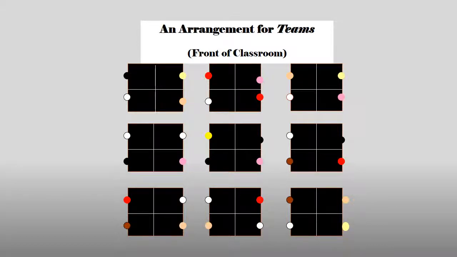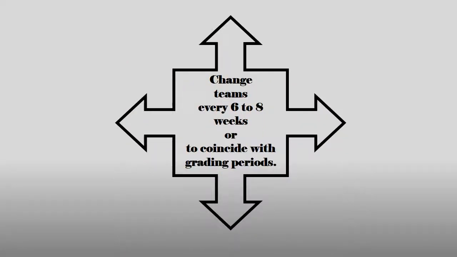As you are able to establish routines within your classroom, and as students demonstrate they are ready to transition from partnerships to teams, the desks or tables can be moved together. This diagram shows how the students can be arranged in an effective team format. Please note it is recommended that teachers change teams every 6 or 8 weeks or have team changes coincide with grading periods. Periodic team changes encourage students interacting and gaining support from more of their peers.